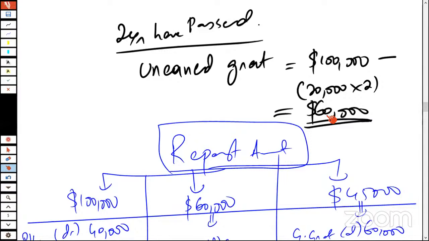Imran Makbul, I'm not teaching asset related grants. I'm talking about the income related grant right now.